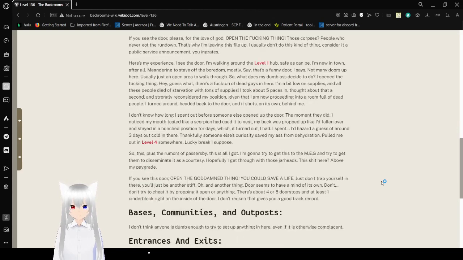Here's my experience. I see the door. I'm walking around the Level 1 hub, safe as can be. I'm new in town, after all. Meandering mostly. Say, that's a funny door, I says. Not many doors up here. Usually just an open area to walk through. So what does my dumbass decide to do? I open the thing. Hey, guess what? There's a ton of dead guys in here. I'm a bit low on supplies, and all these people died of starvation with tons of supplies.